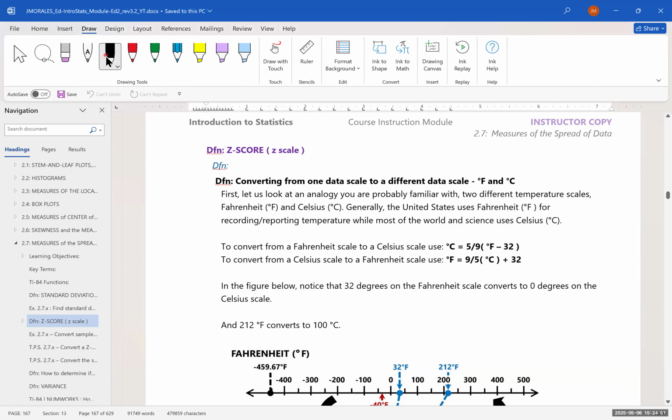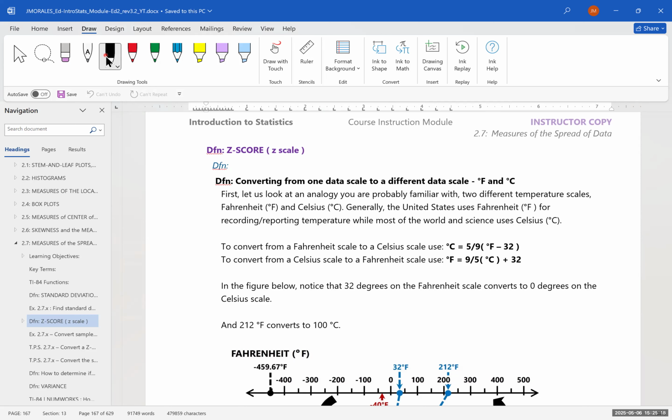Okay, this next concept is probably one of the most important foundational concepts to understand and become comfortable with in Introduction to Statistics. And that is the concept of a z-score.